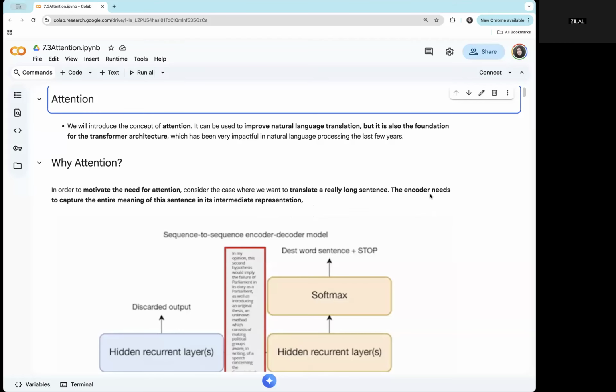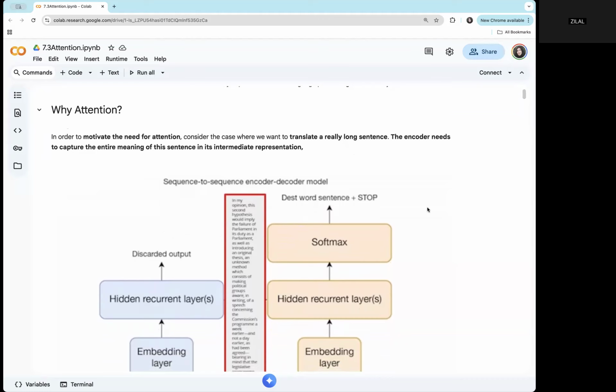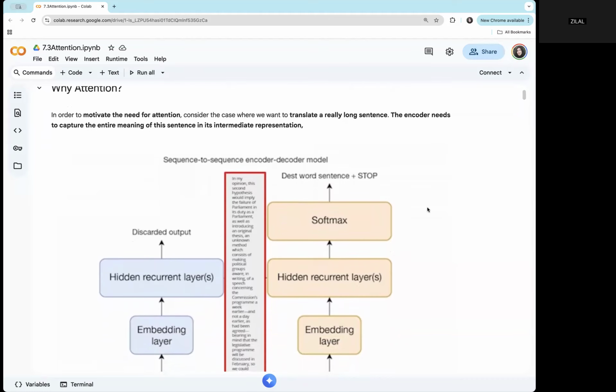In this video, we will talk about the concept of attention. It can be used to improve natural language translation, but it is also the foundation for the transformer architecture, which has been very impactful in the last few years, especially in natural language processing. But let's talk about why we do need attention.